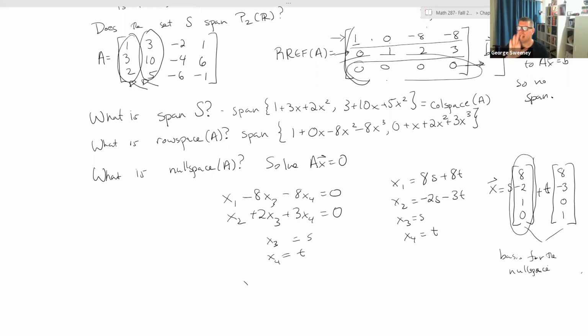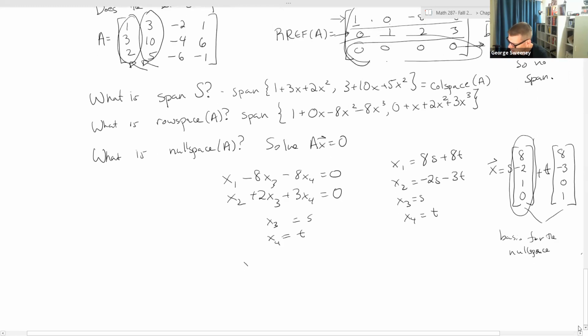So you solve AX equals 0. Okay, and the reason why we're solving AX equals 0 is because that's what the null space is, right? It's the set of solutions to AX equals 0. This gives me the basis for the null space.